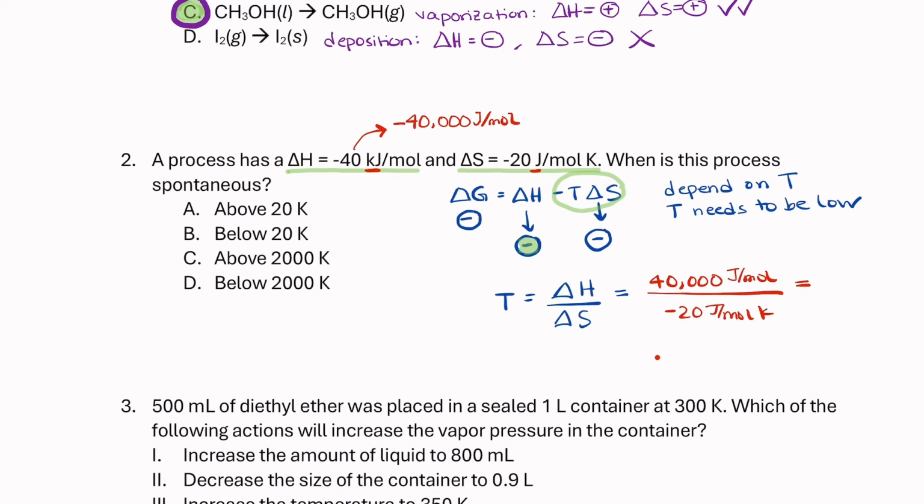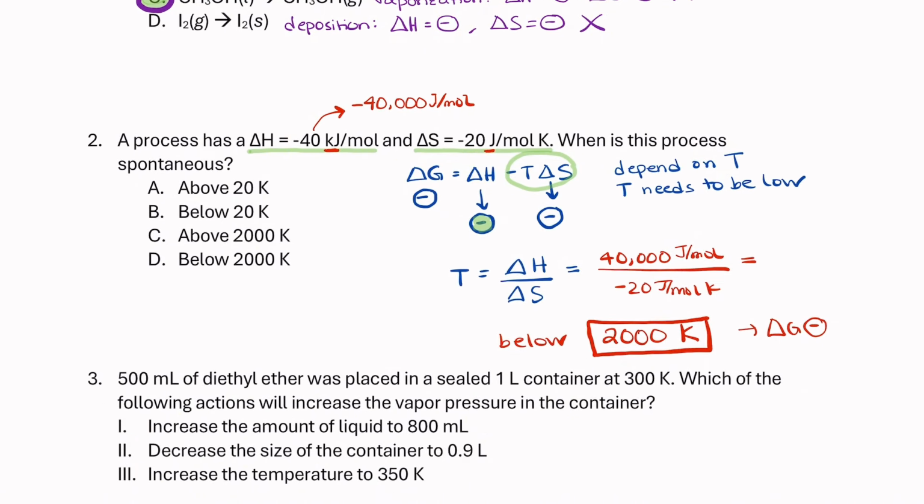So at 2000 Kelvin, delta G is zero. That's the borderline. That's the transition temperature. Below 2000 Kelvin, at low temperature, the negative delta H dominates, so delta G is negative, and the process is spontaneous. Above 2000 Kelvin, the negative entropy term dominates, so delta G is positive and the process is not spontaneous. Therefore, the correct answer is below 2000 Kelvin. 2 is D.